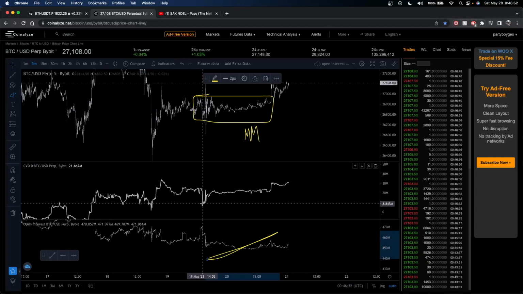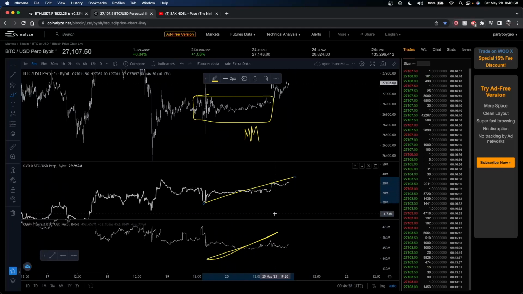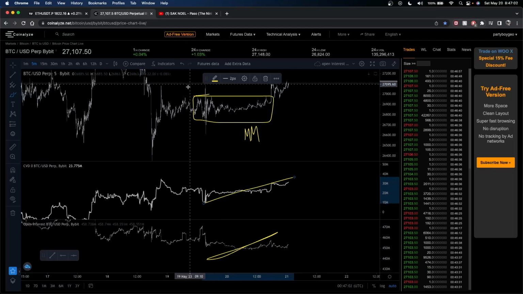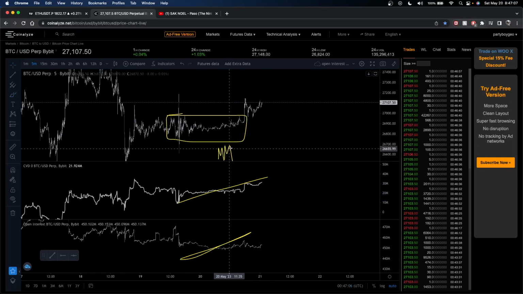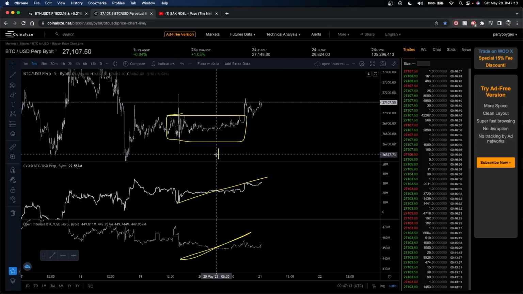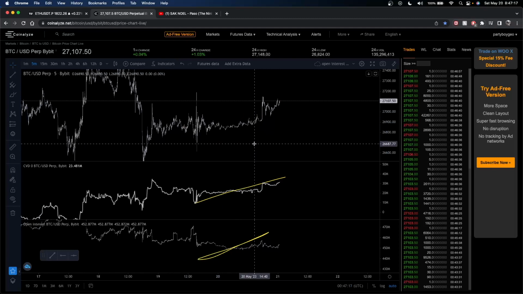If CVD is increasing over time and open interest is increasing over time, what does that mean? That means more people are longing over time. Okay? More people are longing over time. Now, let's get rid of this. If more people are longing over time, price should be going up, right? If people are buying, price should go up.